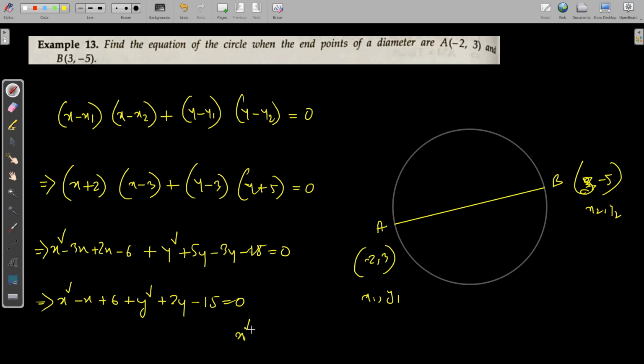So we will get x squared minus x minus 6 plus y squared plus 2y minus 15 equals 0. If we further simplify, it will become x squared plus y squared minus x plus 2y, minus 15 and minus 6 will become minus 21. Sorry, one mistake, it was minus 6, so it will become minus 21. x square plus y square minus x plus 2y minus 21 equals 0. This is the equation of the circle.